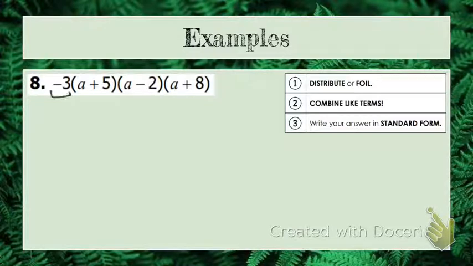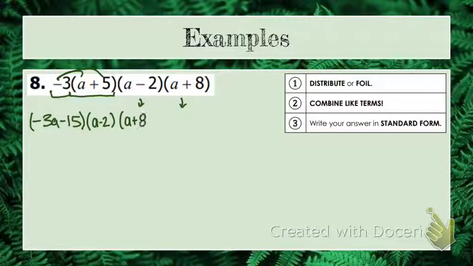We're going to multiply -3 times A plus 5. Everything else is just going to come straight down. So -3 times A is -3A, -3 times 5 is -15. And this has to stay in parentheses because the product of these gets multiplied by all of this. Okay, so we can't take that out of parentheses. The whole thing gets multiplied by the rest of it. So we'll bring down our A minus 2 and our A plus 8.